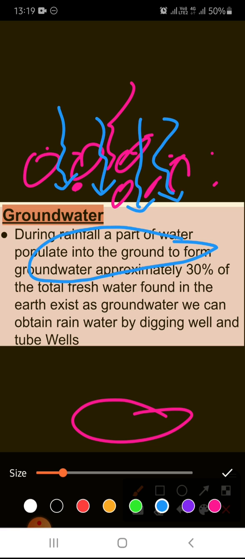So we can say that these layers of sand and rocks act as a filter for the rainwater, and approximately 30% of the total fresh water found on the earth exists as groundwater. Fresh water is 3%, and 30% of that 3% is in the form of groundwater, and that we can take out by digging a well or tube wells or using hand pumps and so on.